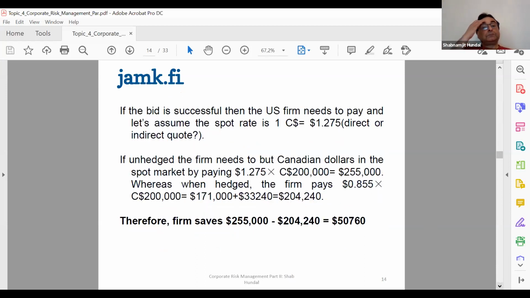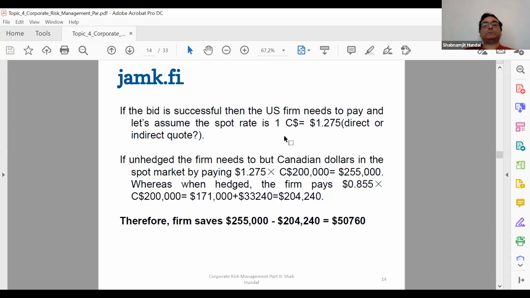What happens if the bid is successful? Imagine you get a call from this Canadian company who says, congratulations, we are pleased to inform you that you have bought the company. You are very jubilant. You are very happy. But you check with the market: what if I had not bought the options, and had bought the Canadian dollar in the market, what would have been the situation?